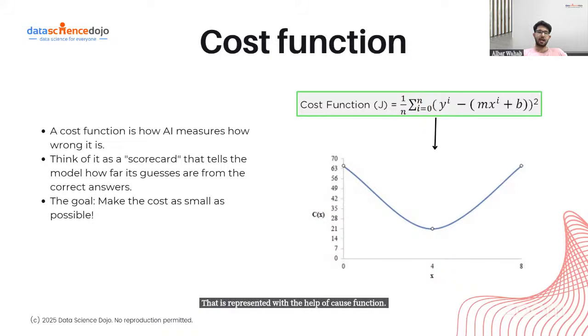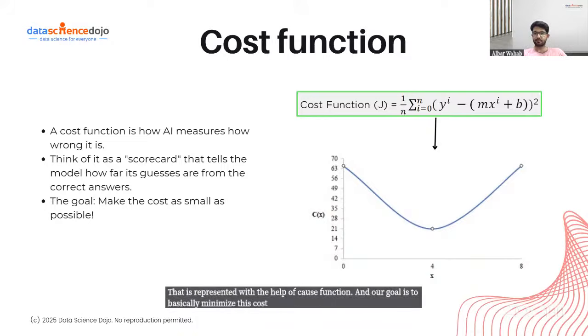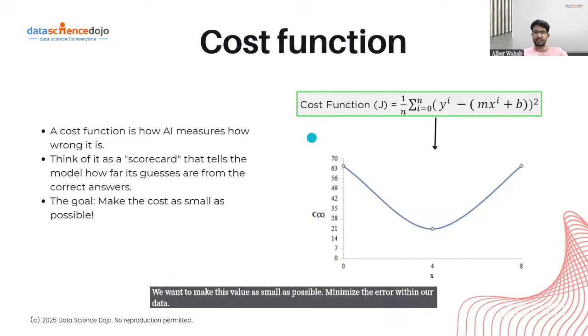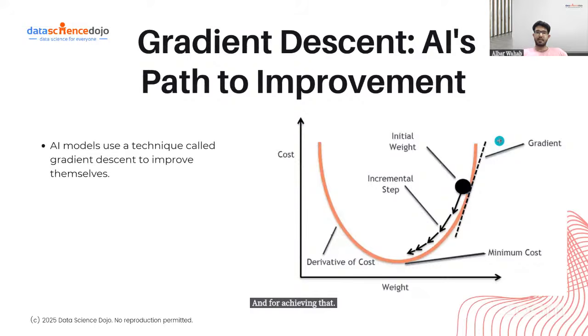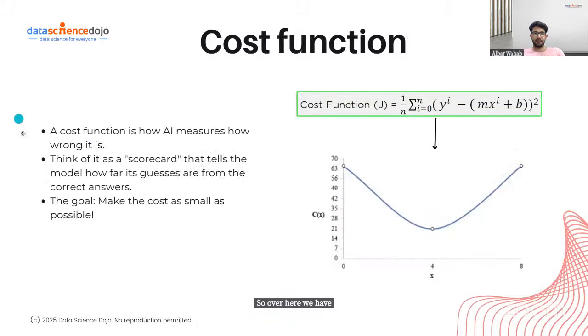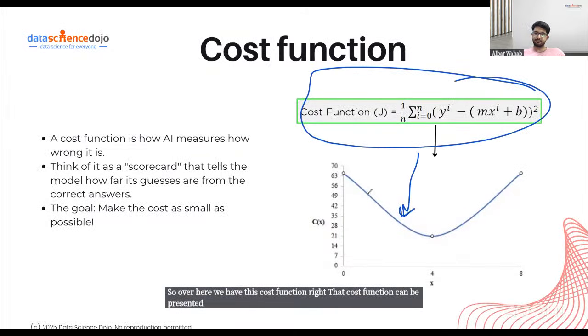And our goal is to minimize this cost function as much as possible. We want to make this value as small as possible, minimizing the error within our data. And for achieving that, gradient descent comes into place. What it does is help you figure out at what point your cost is the minimum. So over here, we have this cost function, right? That cost function can be presented in a graph, and let's assume it looks something like this.